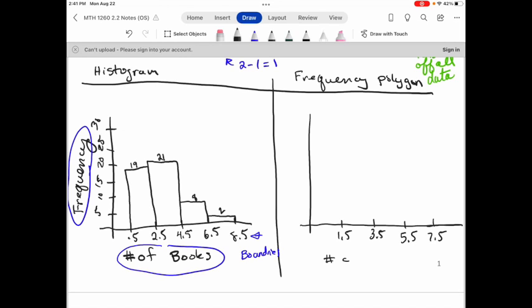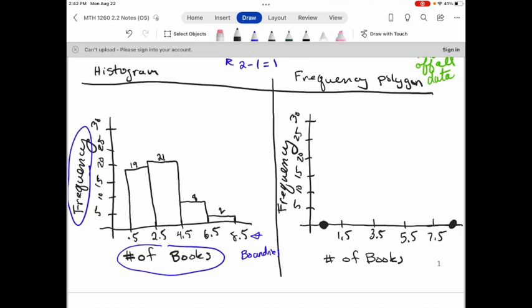So this is going to be the number of books. Same thing on the other side, on the y-axis, we're going to do frequency. And I'll just scale it the same. I'm going to go by 5. Okay, when you make your frequency polygon, you want to start and end on the x-axis. So I'm going to have 2 dots on either side of my first midpoint and my last midpoint. I want it always to drop back down to the x-axis.